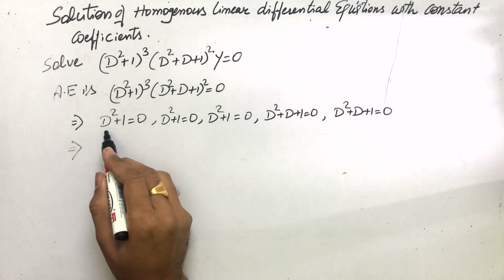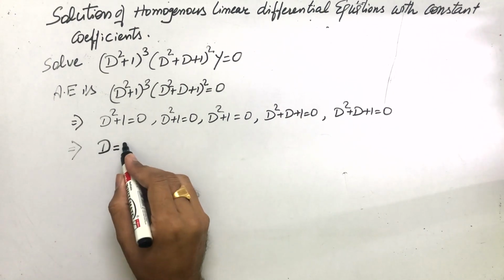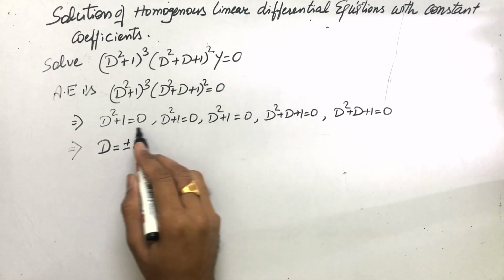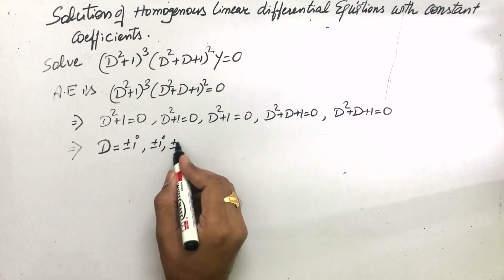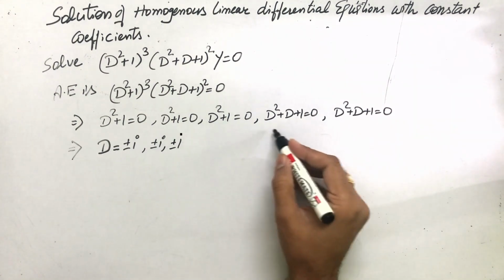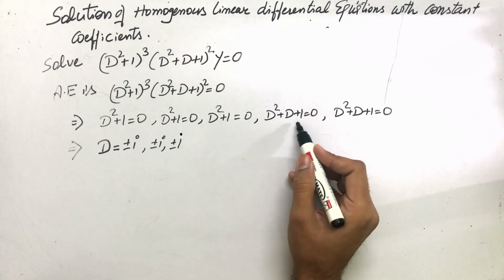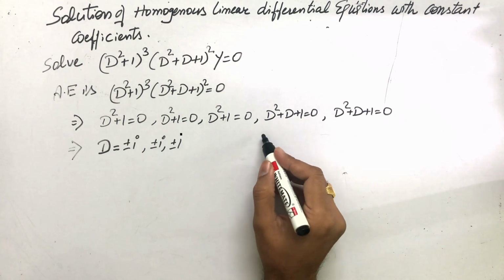You can see D square plus 1 is equal to 0 means D square is equal to minus 1. So what is D then? D is plus minus i. And how many times will this appear? 3 times: plus minus i, plus minus i, and plus minus i. And from here, very easily, we can solve this by the discriminant method. So what will D be then? D will come out.